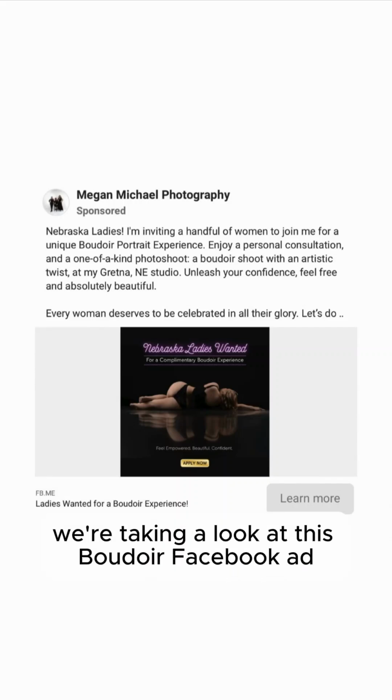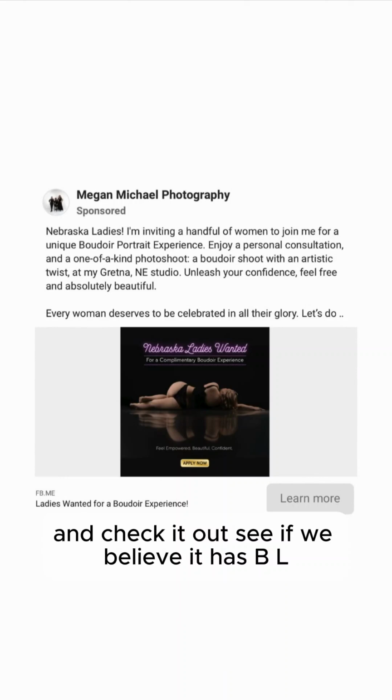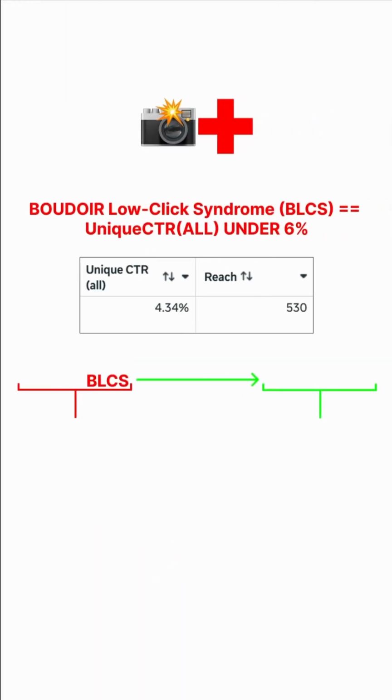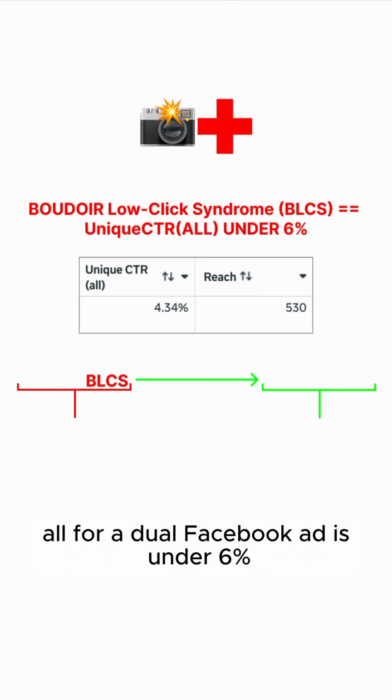All right, y'all, we're taking a look at this Boudoir Facebook ad. Gonna check it out, see if we believe it has BLCS, aka Boudoir low click syndrome. So Boudoir low click syndrome is when the unique CTR all for a Boudoir Facebook ad is under 6%.